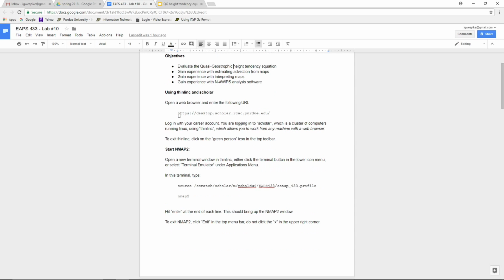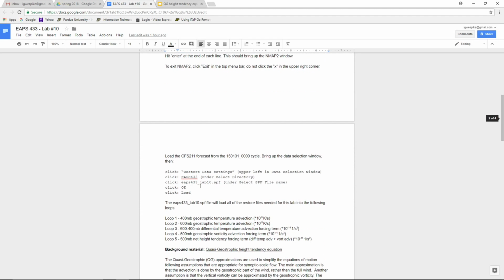So the data are available on Scholar. So we use the ThinLink Scholar interface and basically source the usual setup file to get Nmap2 started, and look for a set of restore files under restore data settings in the upper left corner of the data selection window. If you load that up, it should give you all the loops that you need.